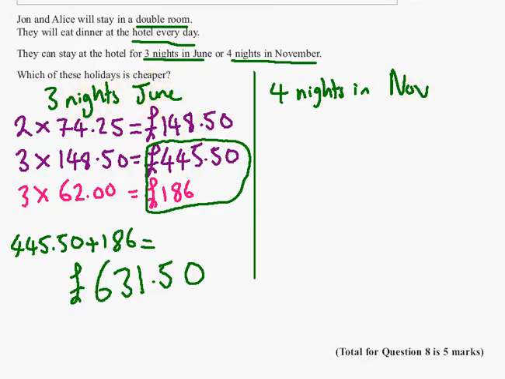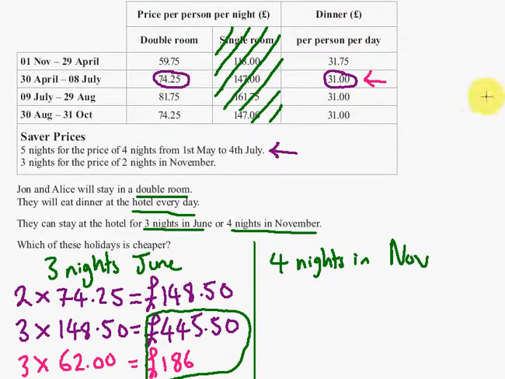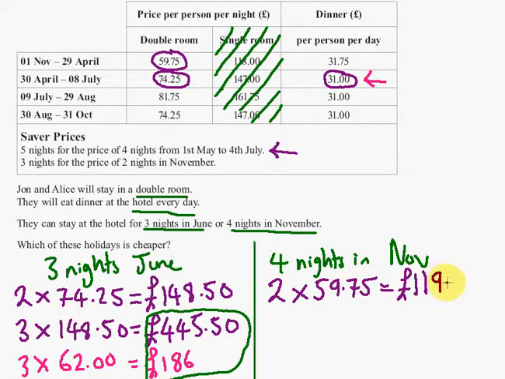Okay, now we're going to have to do the same thing for 4 nights in November, so I'm going to scroll back up. Okay then, so 2 people, so let's work out 1 night first of all. So 2 people times the price in November. Now let's see where November is. Here it is, £59.75, a bit cheaper. So to stay there for 1 night it costs them £119.50.